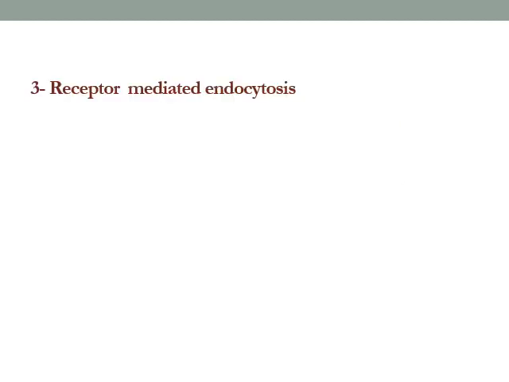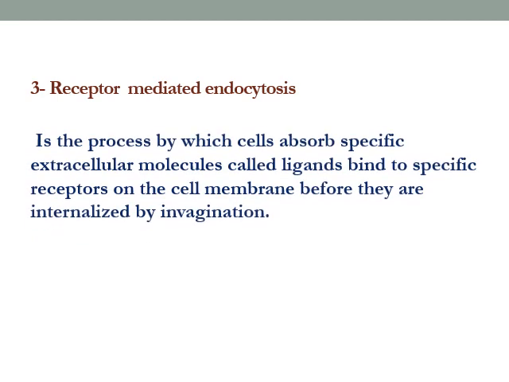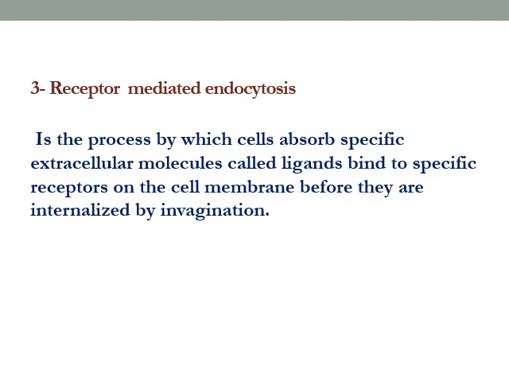The other type of endocytosis is receptor-mediated endocytosis. Receptor-mediated endocytosis is the process by which cells absorb specific extracellular molecules called ligands, like metabolites, hormones, proteins, and in some cases viruses, which bind to specific receptors on the cell membrane before they are internalized by invagination.